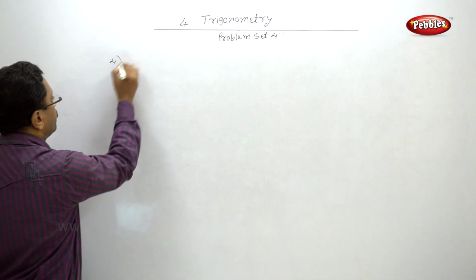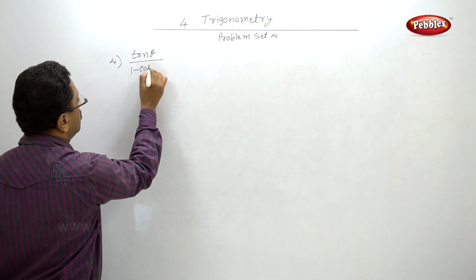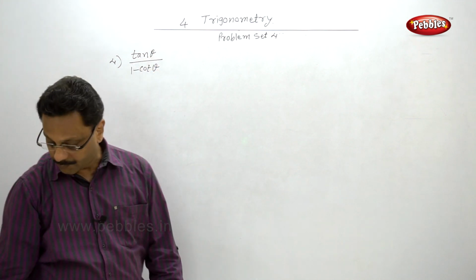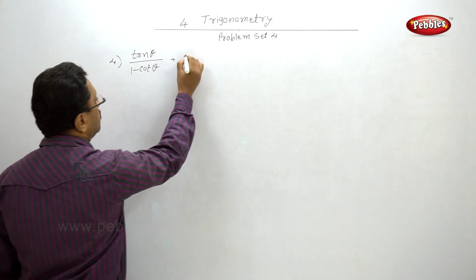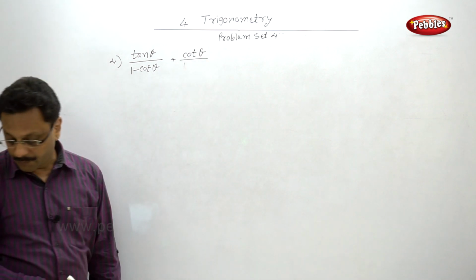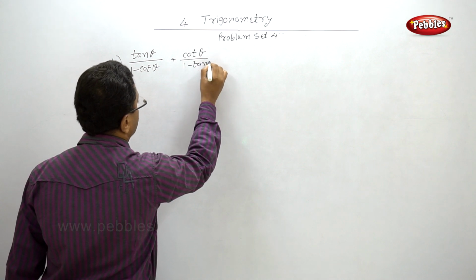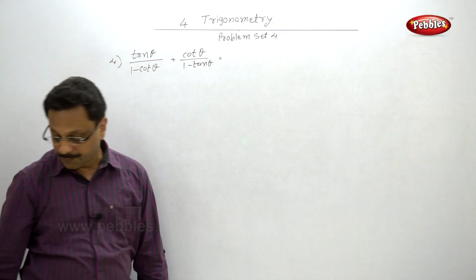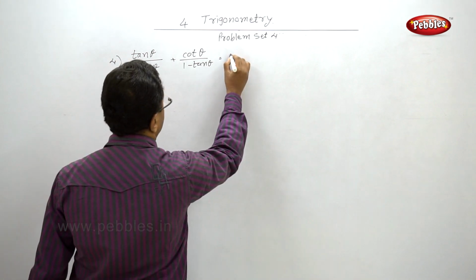Fourth example, tan theta upon 1 minus cot theta plus cot theta upon 1 minus tan theta is equal to 1 plus sec theta cosec theta.